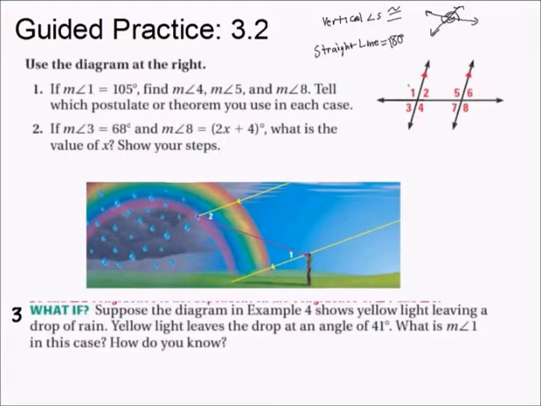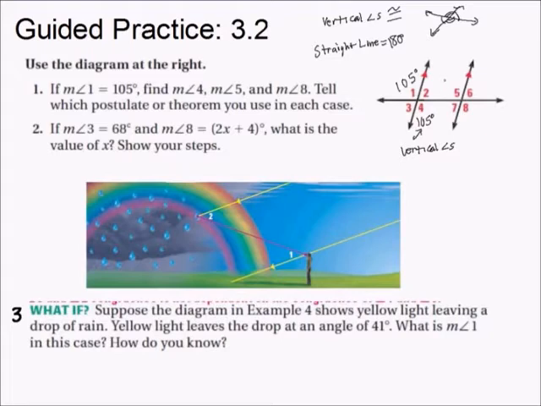If measure of angle 1 equals 105, let's put 105 right here. So if measure of angle 1 is equal to 105, find the measure of angles 4, 5, and 8 and tell which postulate you use for each one. Well, for angle 4, if you're looking at this picture, angle 4 should pop out as the easiest one because we know automatically that that'll be 105. And we know this because of vertical angles. If they're across from one another, they're going to be congruent.